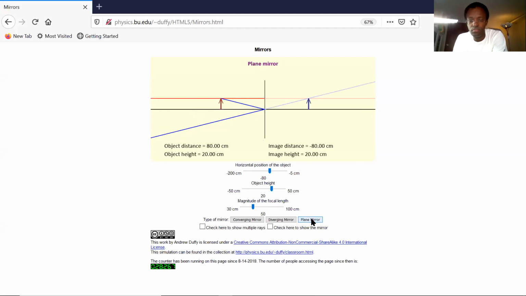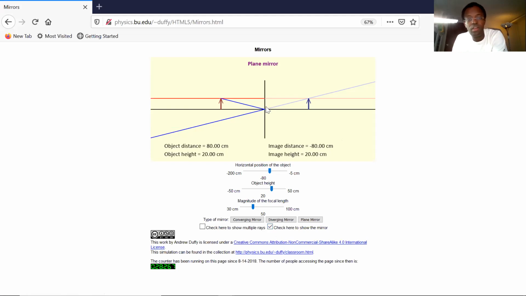Yeah, we could see it. All right. So we start with a plane mirror. That's the vertical line that you see in the middle of the screen. That's a plane mirror, just like the one that you use in the bathroom. Those are plane mirrors, the ones that you have at home, basically. Let me see if I can show it.